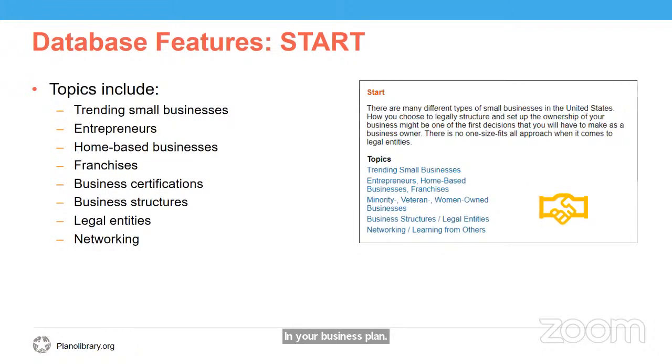The Start feature is focused more on information related to different business types and structures within the United States. So topics here include trending small businesses, so things that are very current, as well as information for entrepreneurs, information for home-based businesses, franchises, different business certifications available, different types of business structures, legal entities, and networking information, networking advice, networking tips, or different venues for networking.